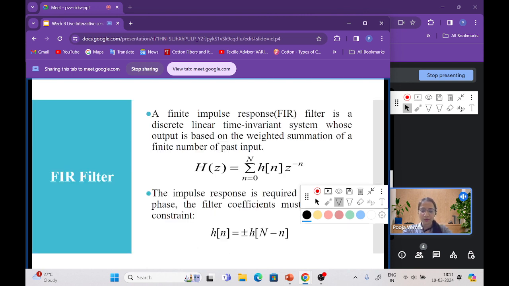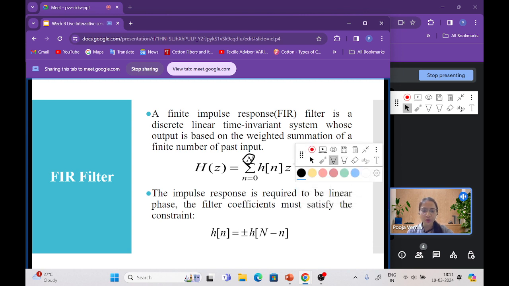Now what is an FIR filter? FIR stands for finite impulse response. A finite impulse response filter is a discrete linear time invariant system whose output is based on the weighted summation of a finite number of past inputs. So it is represented as H of z is equal to summation n varies from 0 to capital N, h of n z to the power minus n. Here N represents the finite number. So that is why it is called a finite impulse response.